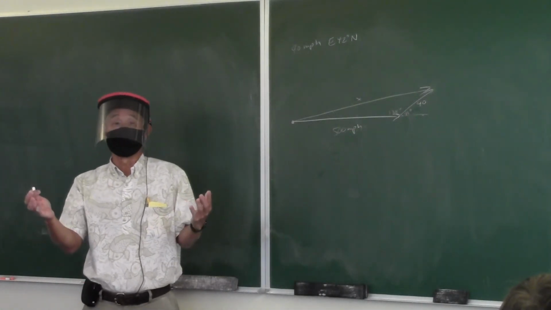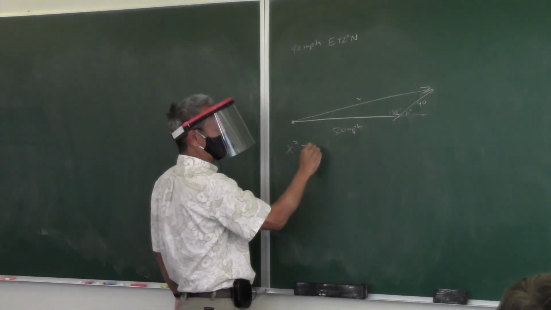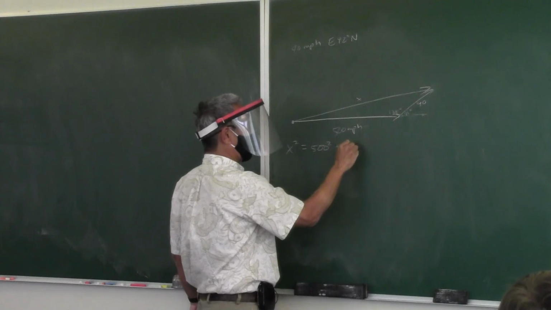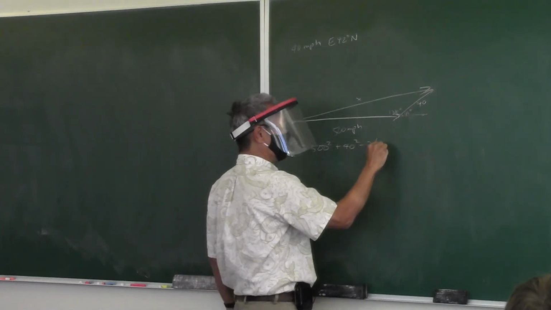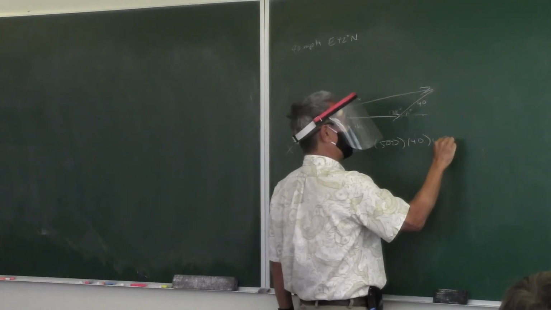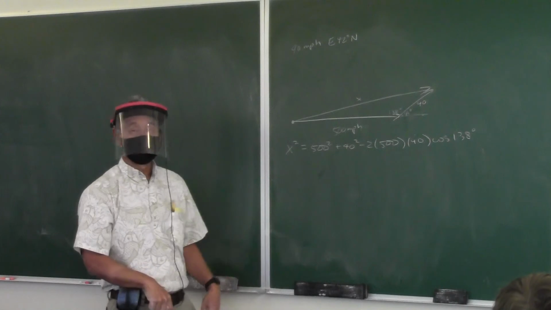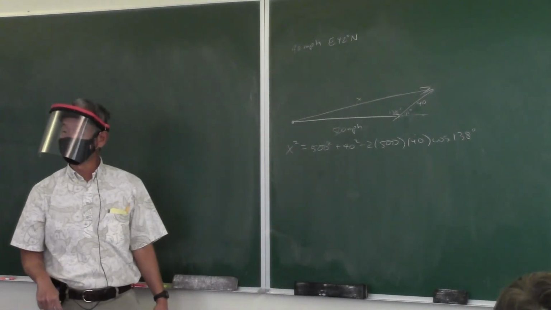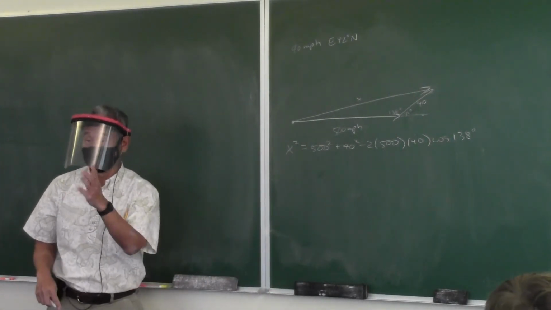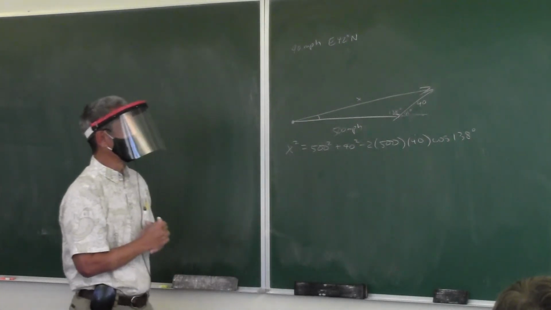Oh, cosines. I thought we could purge it already. No. X squared is equal to 500 squared plus 40 squared minus 2 times 500 times 40 cosine 138 degrees. Punch that in on your calculator and square root it. That's the new speed of the airplane. Now what about the direction now? Is there a way I could figure out this angle right there?